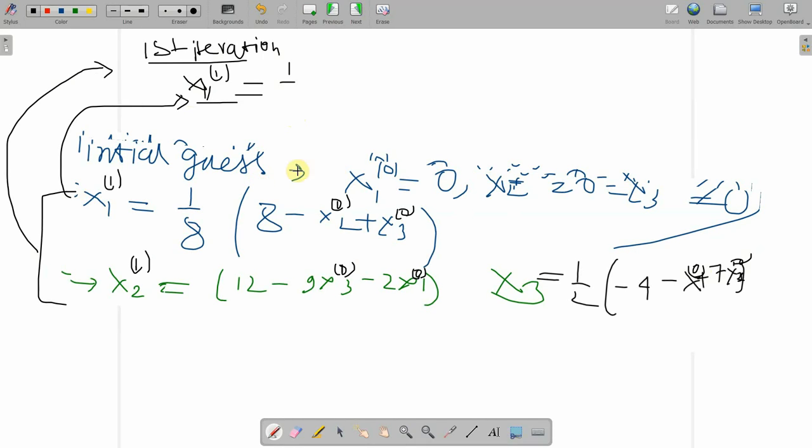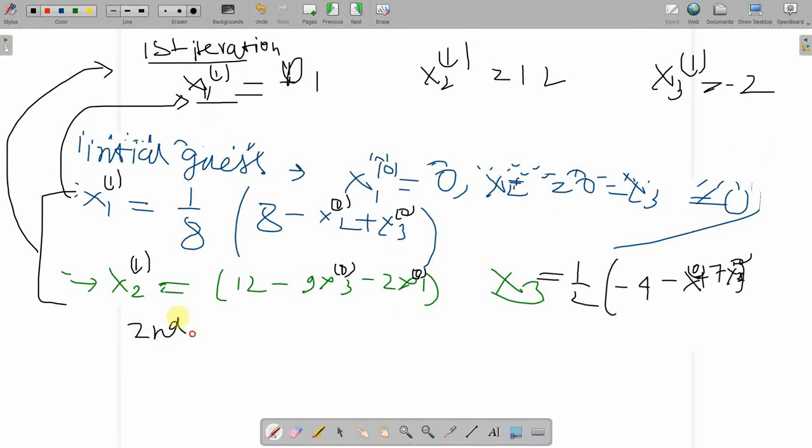Okay, now find me the value of x1 1, find me the value of x2 at the first iteration, and find me the value of x3. X3 1, Sagnik? Minus 2. Is it coming to everyone? Is it the outcome for everyone? Yes? Okay. Yes, now I will write the second iteration.